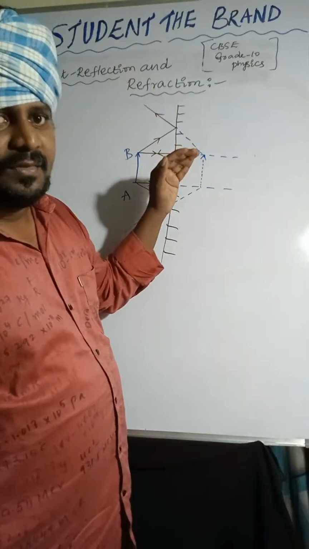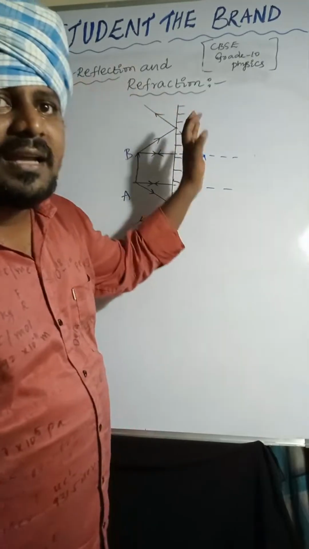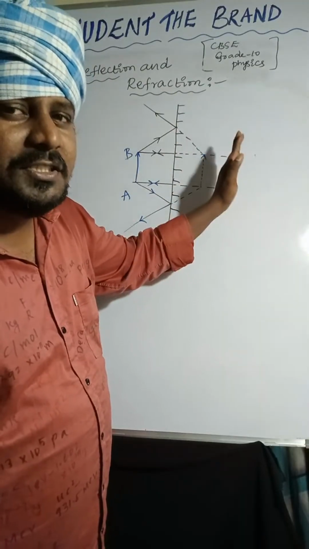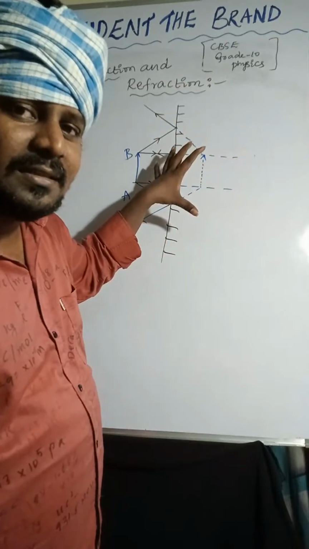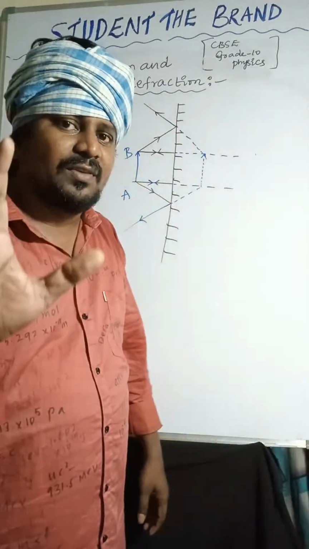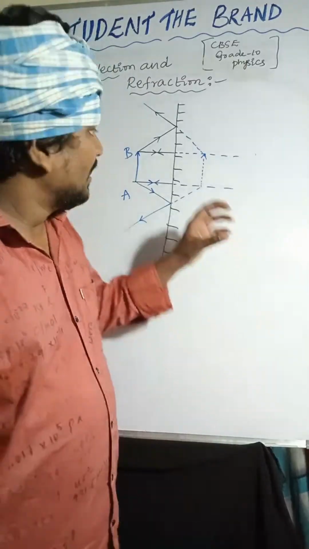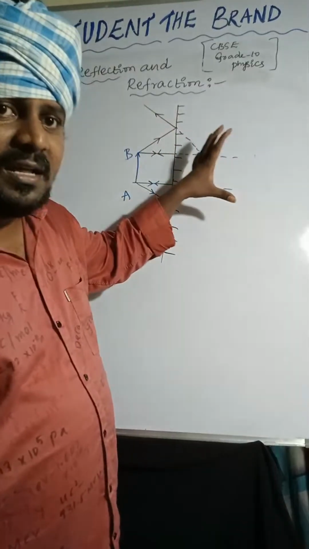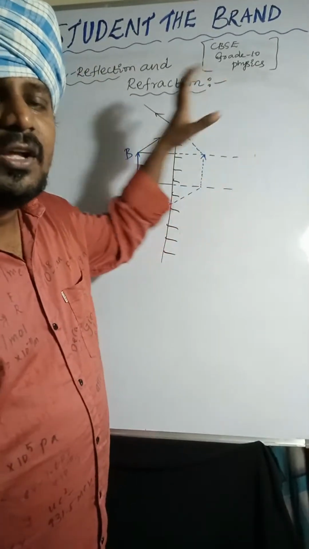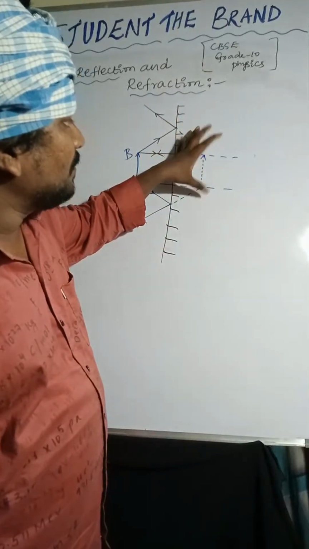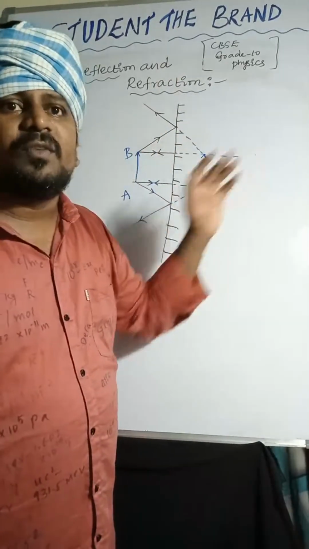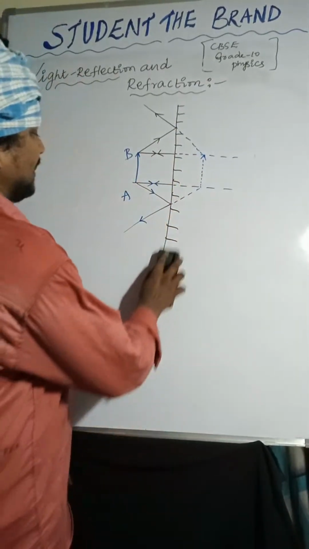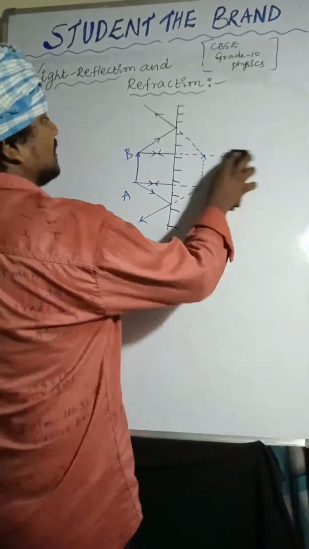So the image will form here. What type of image will form? What is the nature of the image? Virtual, erect, and same size. Be very clear. Listen carefully, very, very important one. We extended the reflected light rays. Those reflected light rays are meeting at one point. If you join that, a virtual image is forming. What type of image? Virtual, erect, and same size.